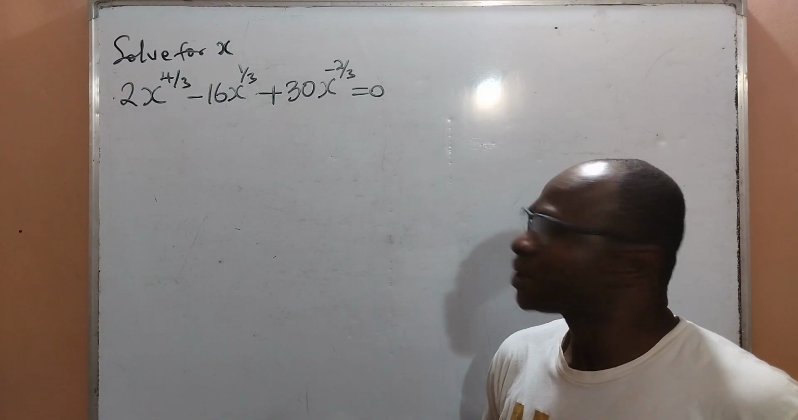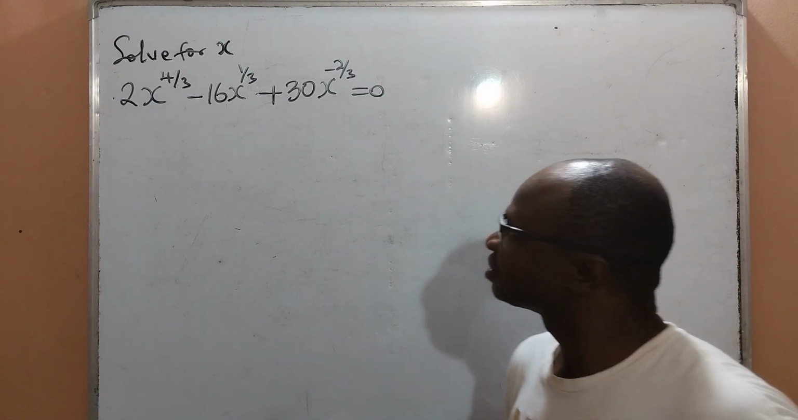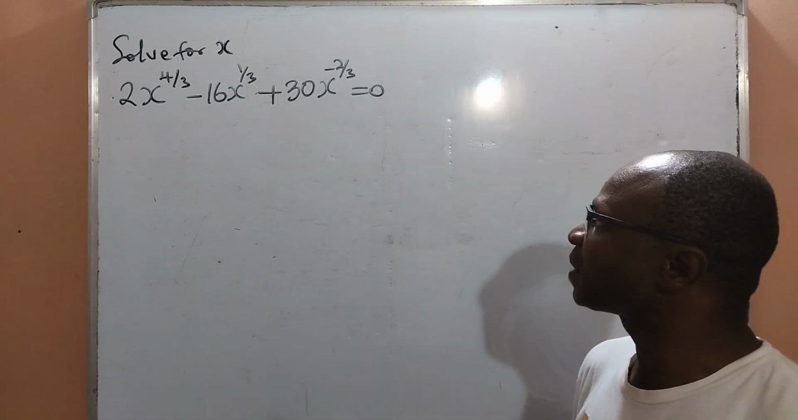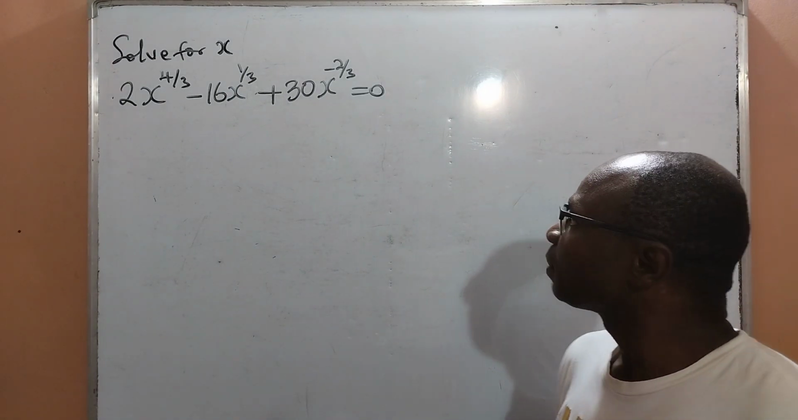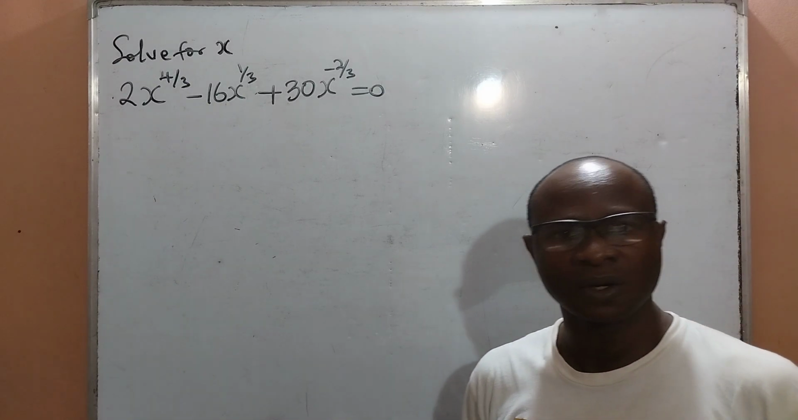In today's math class, we want to solve for x. In the given question, 2x raised to the power 4 all over 3 minus 16x raised to the power 1 all over 3 plus 30x raised to the power minus 2 all over 3, all equal to 0.